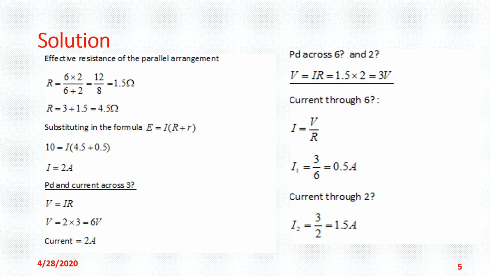Now, using that value, we can get the individual current across each of those resistors. That means that we'll have 3 divided by 6 giving us 0.5 amps, and 3 divided by 2 giving us 1.5 amps. So the current of 1.5 amps goes to the 2 ohm resistor, and 0.5 amps goes to the 6 ohm resistor. You can see the total current still remains 2 amperes.